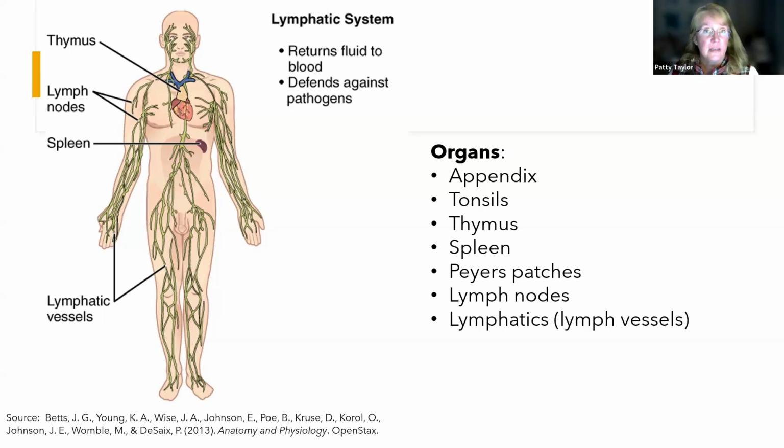The spleen is located on the left side of your abdominopelvic cavity. It also removes worn out blood cells from circulation, and it helps to protect us against pathogens. Peyer's patches are found in the wall of our intestines. Lymph nodes are cleaning stations. In the picture here, they look like nodules scattered among the lymphatic vessels. They remove bacteria, viruses, and cancer cells before the lymph returns back to the heart.